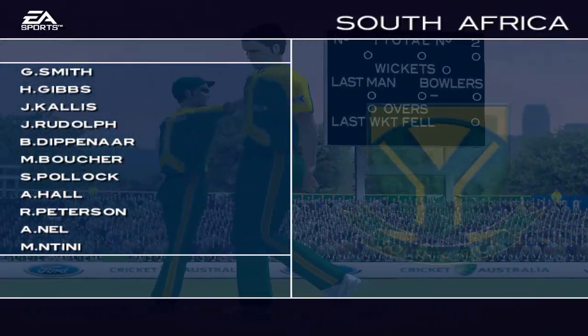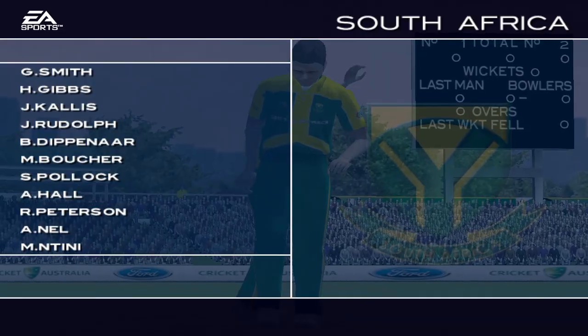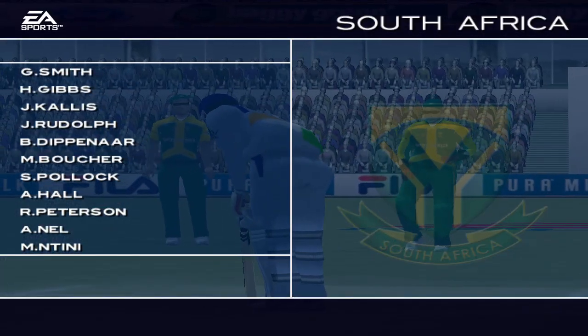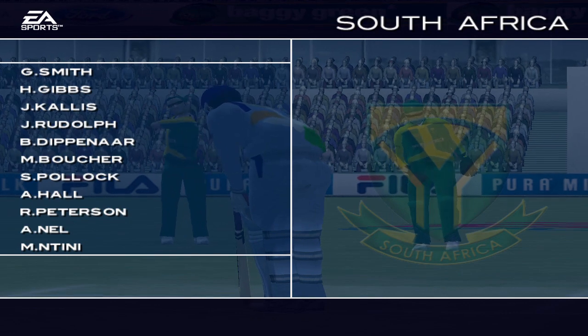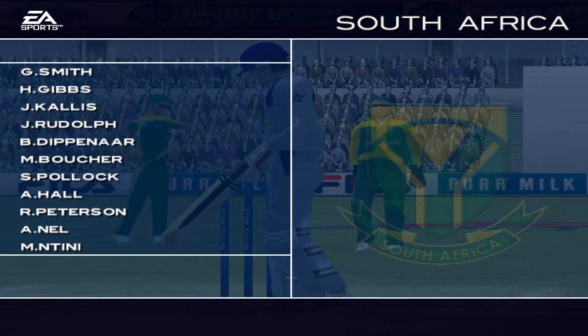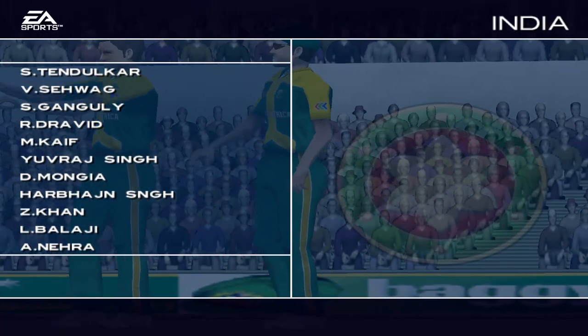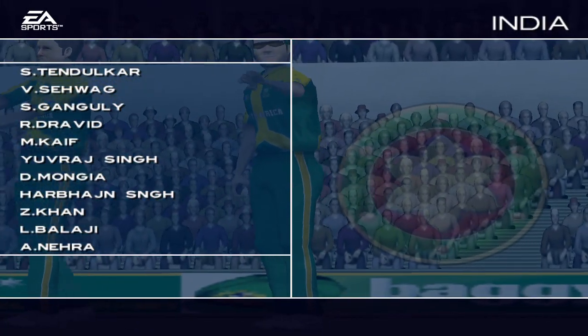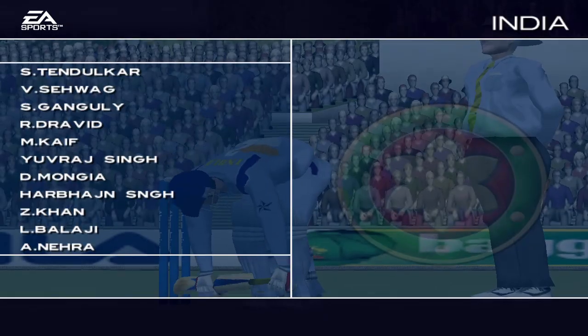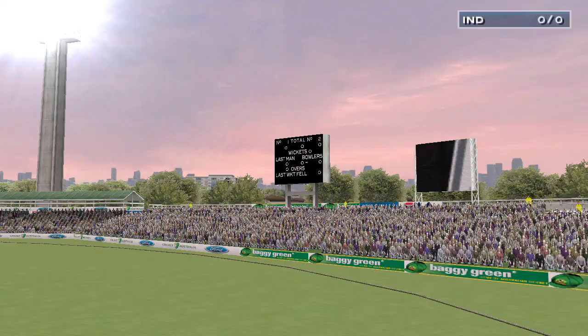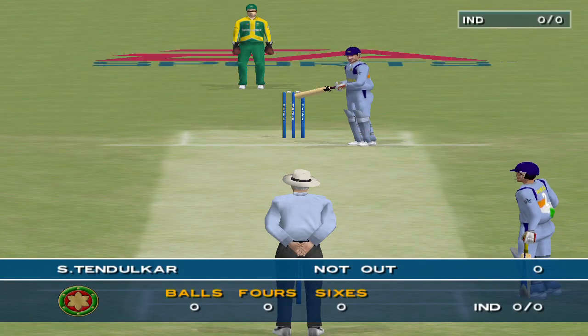Here's the lineup for South Africa. Smith, Gibbs, Cullis, Rudolph, Dippenaar, Boucher, Pollock, Hall, Peterson, Nel and Ntini. And here's the lineup for India: Tendulkar, Sehwag, Ganguly, Dravid, Kaif, Yuvraj Singh, Mongia, Harbhajan Singh, Khan, Balaji and Nehra. India are about to start their innings.